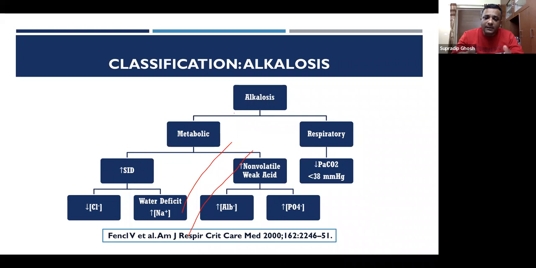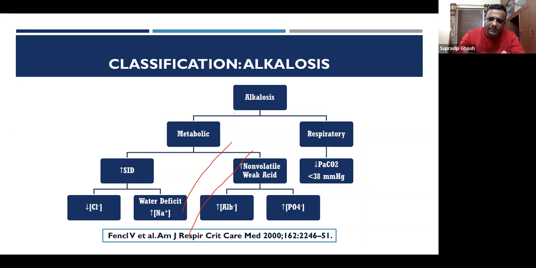There are three important variables which independently determine the acid-base changes in the plasma, according to the Stewart approach. Number one is what we call total CO2. That total CO2 includes bicarbonate also: PaCO2 plus bicarbonate plus H2CO3. But for all practical purposes, we can forget about H2CO3 and bicarbonate. The most important determinant is the PaCO2.